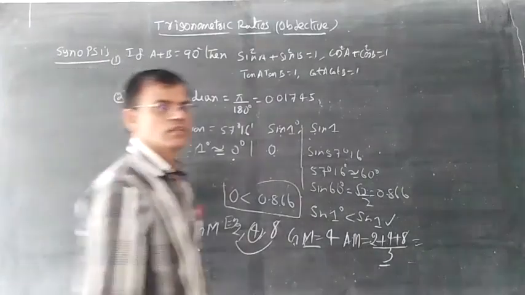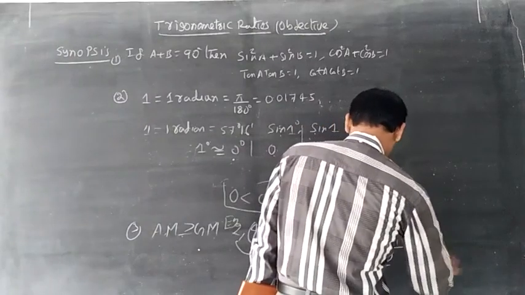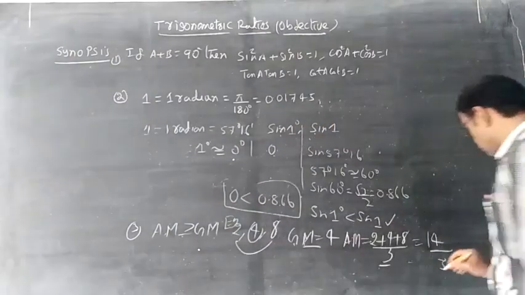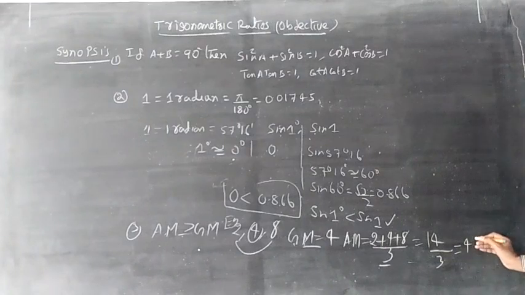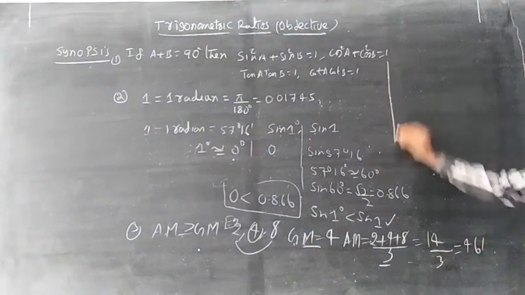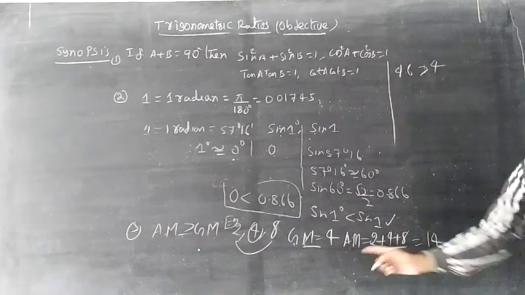14 by 3, how much? 4 point... approximately it is 4.6, sir. 4.6 is greater than 4.